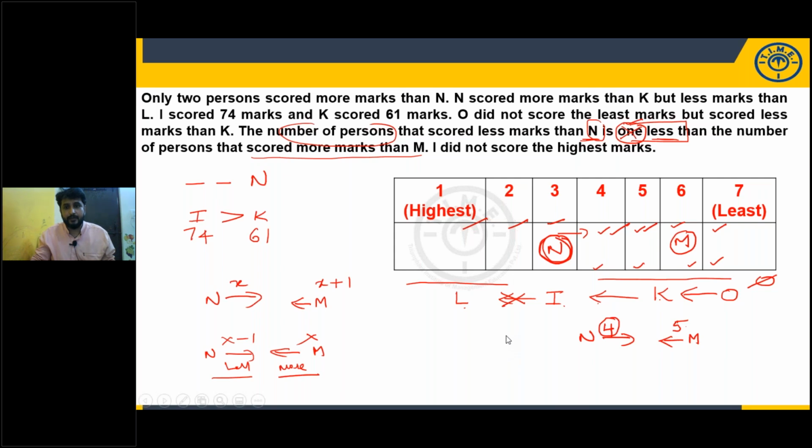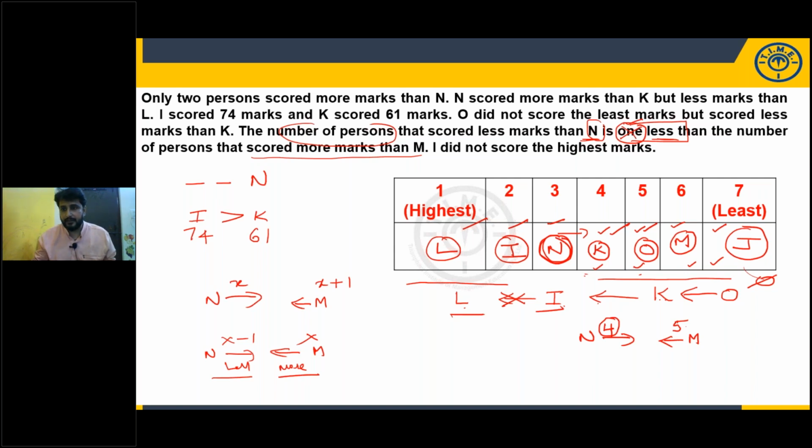Right. So N and M are fixed. No, O cannot be here. O cannot be here. But K should be one of these 2 positions and K should be before O. So the only possibility is K here, O here. And I did not score the highest marks, but L and I have to be before N. I did not score the highest, so I will be here. Remaining L will be here. Now out of 7, 6 are fixed. Remaining J will be the least. J scored the least marks.